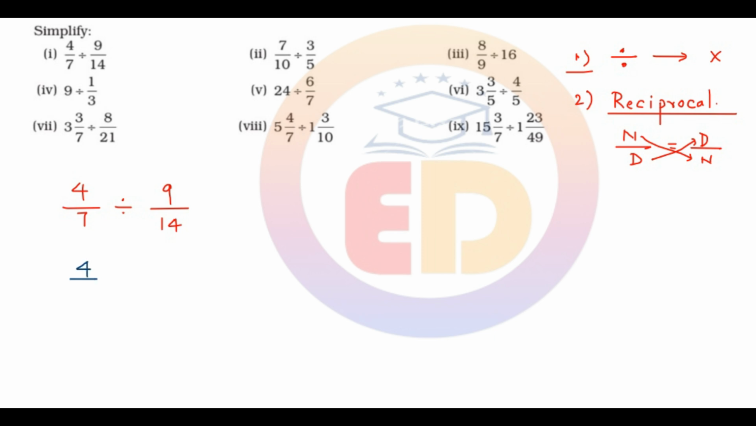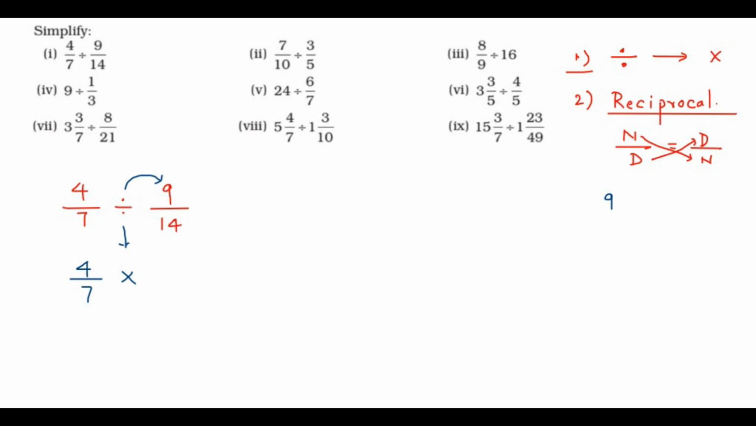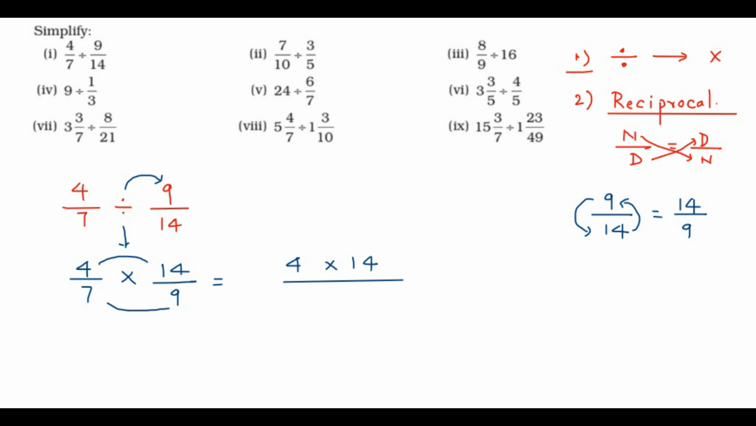4 upon 7. Convert the division sign to multiplication, and the fraction which comes after multiplication will be taken as its reciprocal. The reciprocal of 9 upon 14 will be 14 upon 9. Here the numerator will go to the denominator and denominator will come to the numerator. So 9 by 14 reciprocal will be 14 upon 9. Now let's multiply the numerator and numerator, which is 4 and 14, and multiply the denominator with denominator, which is 7 into 9.